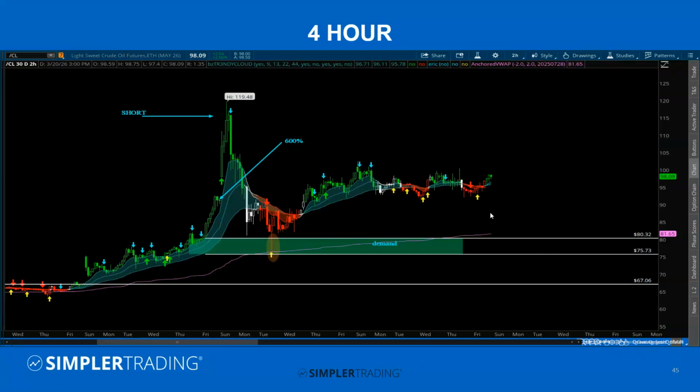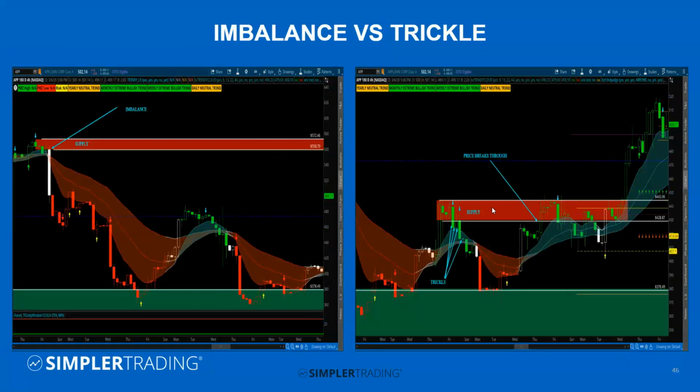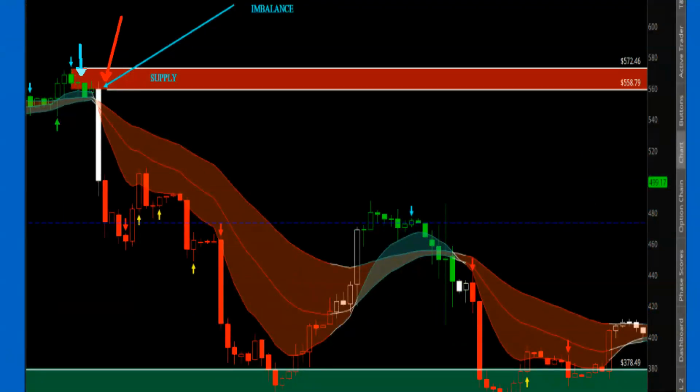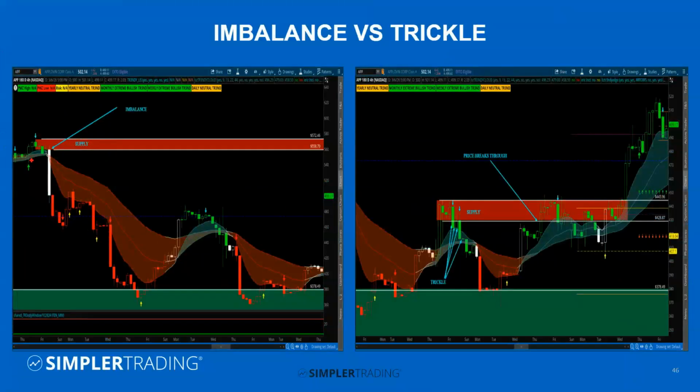Okay. Everybody understand that? Now let's talk about imbalance versus the trickle. This is huge because an imbalance in the market means that there was such a big move. Whatever the catalyst was, you create this huge imbalance to the downside. So, what we're going to wait for is for price to push back up towards this imbalance to get short again. Okay. This is the beautiful thing about understanding these levels before price gets there.